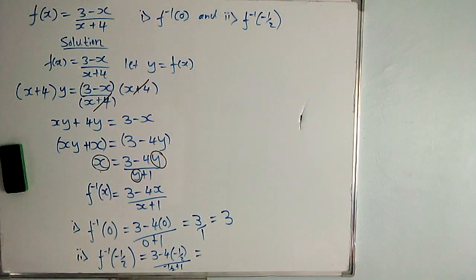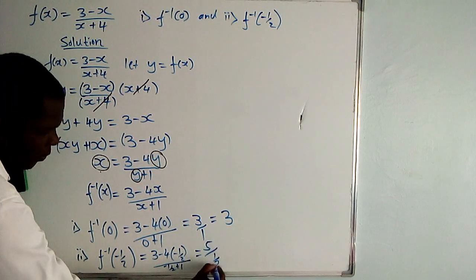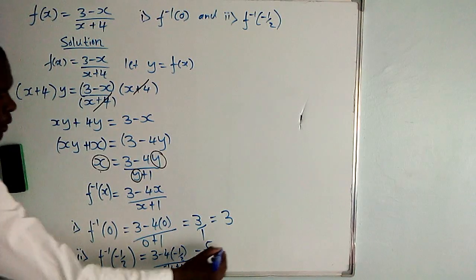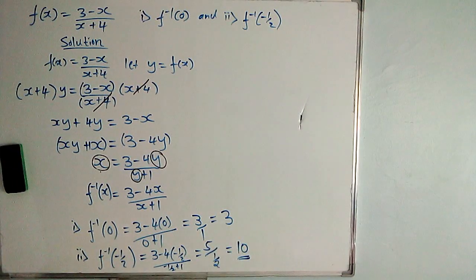So what do you get in the numerator? 3 plus 2, because negative into negative is positive, and 4 times a half is 2. Over negative half plus 1, which is just a half. So we have 5 over a half. What is 5 over a half? 10. So if you work that out, you get 10, meaning the f inverse of negative a half is 10. And that is the end of that example.